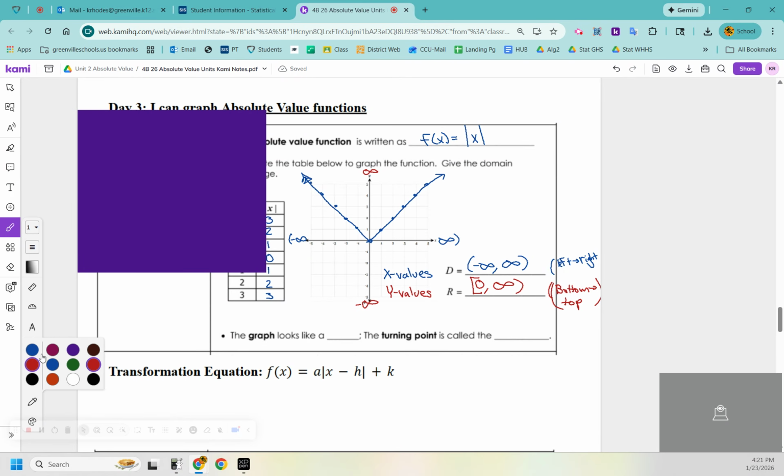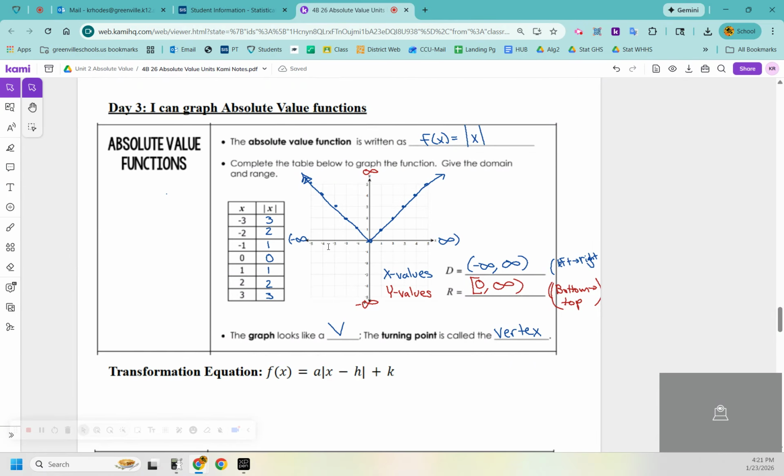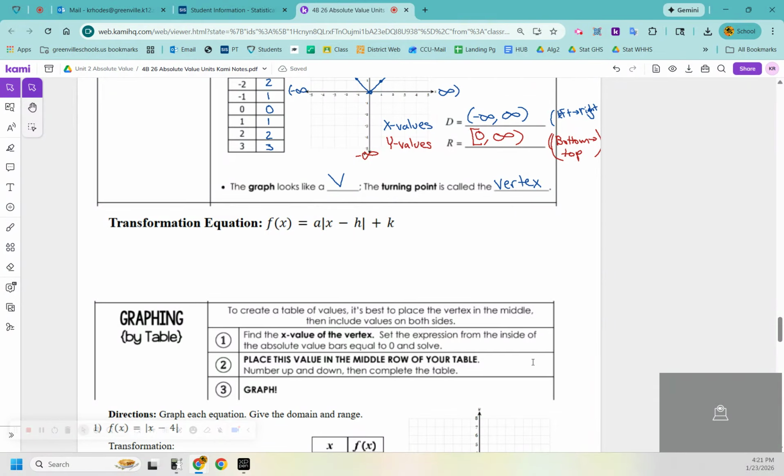So the graph looks like a V, and the turning point is called your vertex. And that's one of the most important parts of this graph. At any point, if you need to stop this video, please feel free. I should probably get there.